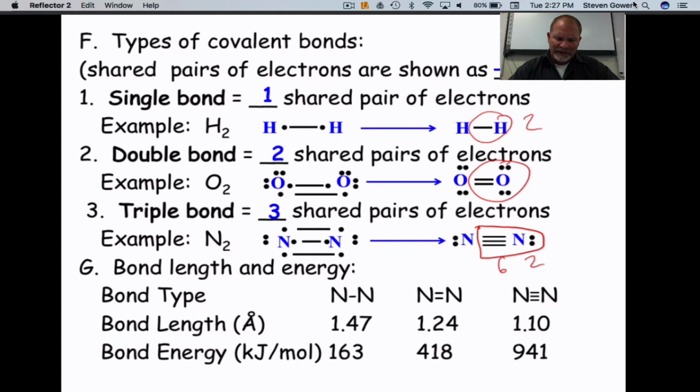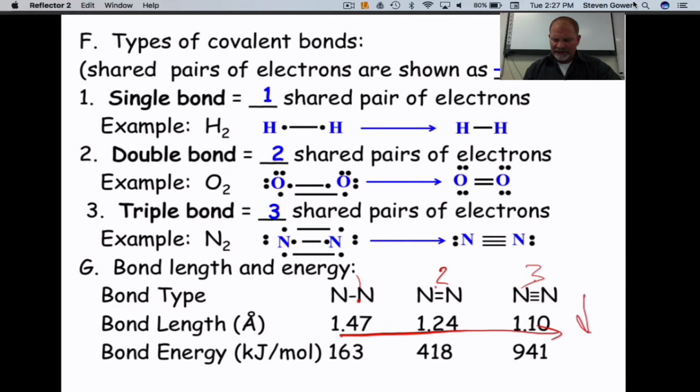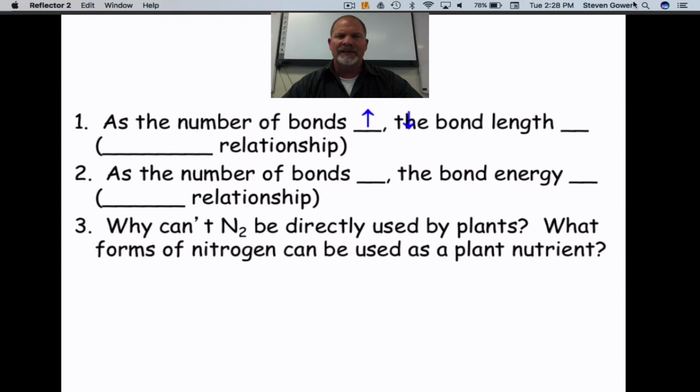As we go on down to bond type, we see the relationship as the bond length goes from a single to a double to a triple bond. We see that the bond length decreases, which is expected. But as the bond length decreases, the bond energy increases. In other words, as they get closer and closer together, they get stronger and stronger. So we document that: as the number of bonds increases, the bond length decreases. We have an inverse relationship. Or as the number of bonds increases, so does the bond energy. Therefore, we call that a direct relationship.